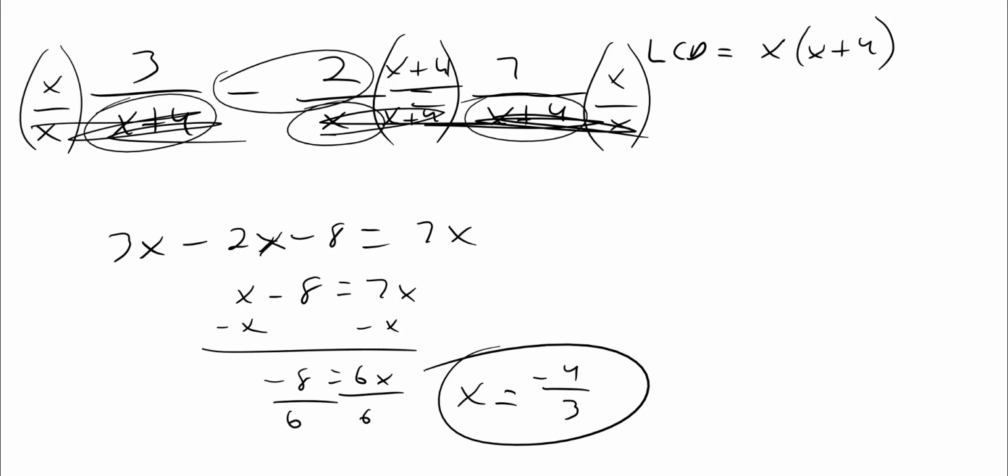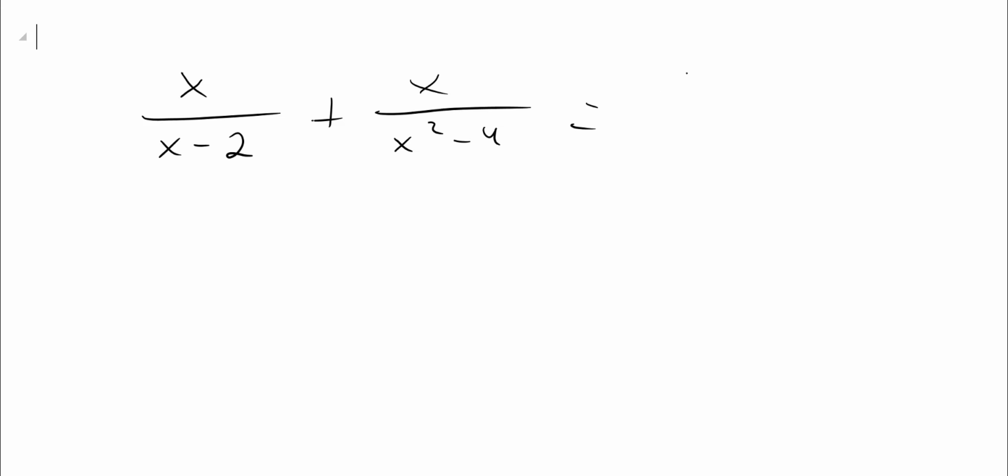Okay? Really not bad. Just got to look for those LCDs, and then you're kind of good to go. All right, and last one. So I think I said that already, but it's okay. So last one, it's going to be x over x minus 2 plus x over x squared minus 4 is equal to x minus 4 over x plus 2.